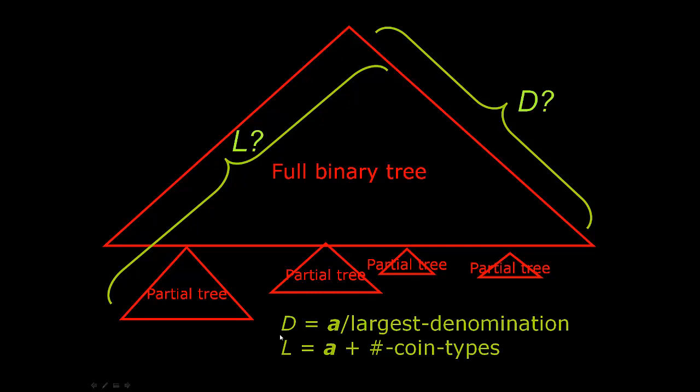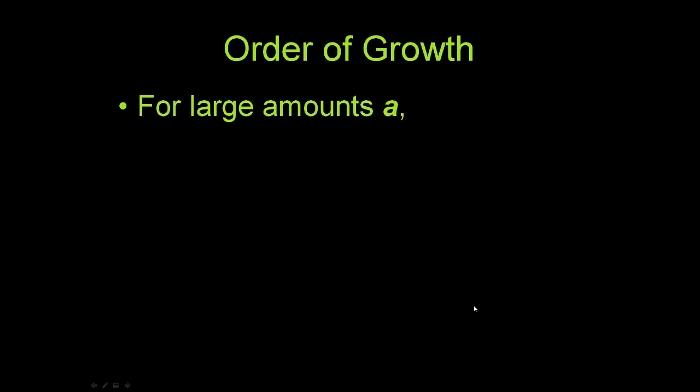It turns out that if you look at the pattern, the big D is actually A, the amount of money, divided by the largest denomination that you have, so 50 cents if that's 50 cents. And L is actually A plus the number of types of coins. Why is this so? I will leave you to work this out by yourself. Just follow the pattern and see what you would end up with.